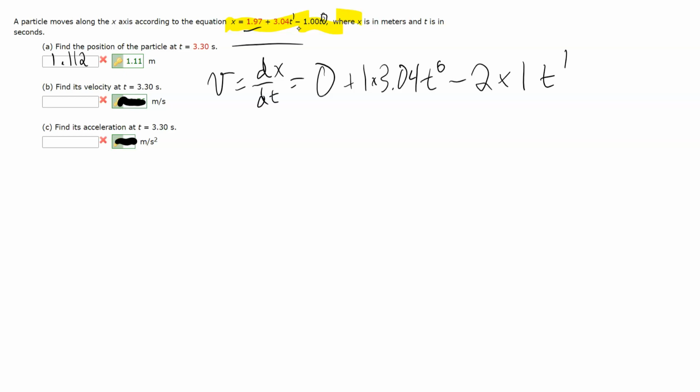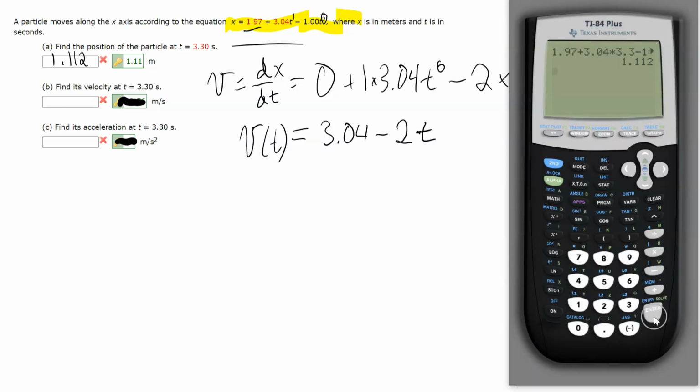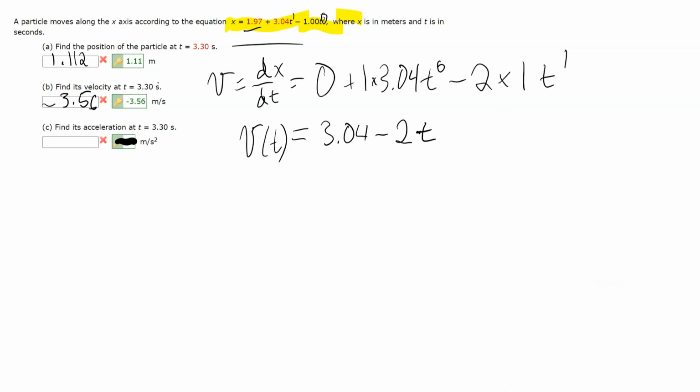And so when we rewrite this whole thing, we get 3.04, and no t here because that's t to the 0, minus 2t. And this would be our equation for velocity as a function of time. And so we go ahead and plug into this equation right there. We will get 3.04 minus 2 times 3.3. And as you see here, this becomes negative 3.56. So I think that should be our velocity right here. And the negative just means it's moving to the left. There we go. We got that one right.